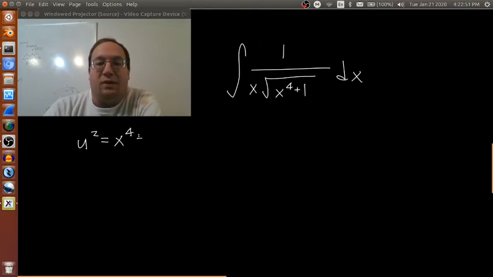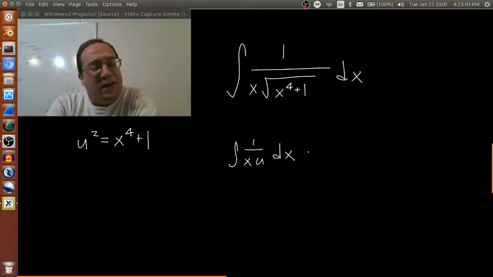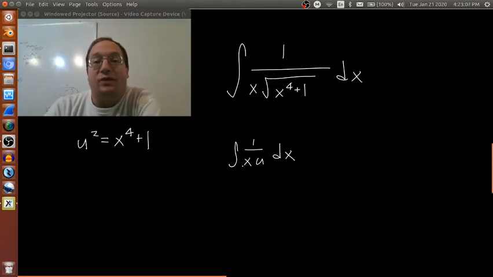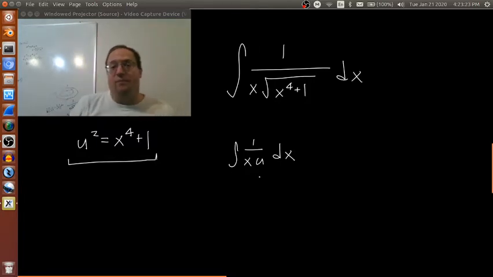We make the same substitution: u squared equals x to the fourth plus 1, and now this integral becomes 1 over xu dx. We're not going to play any games with the dx. We're now going to treat this as a rational function on an algebraic curve. An algebraic curve means a curve defined by a polynomial, which is what this is, and a rational function is a ratio of polynomials, which is what this is, a polynomial in 2 variables instead of a polynomial in 1 variable.